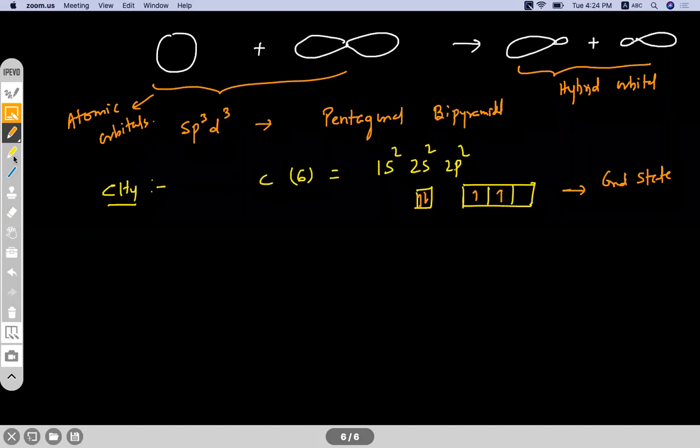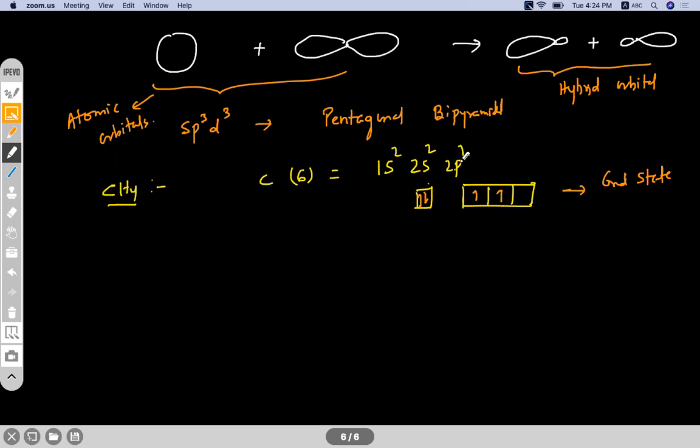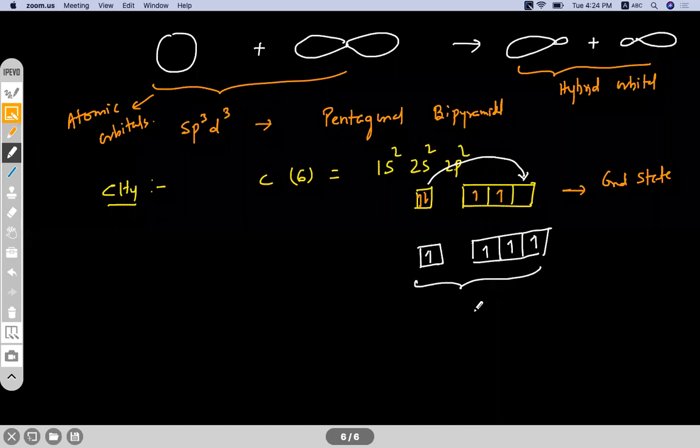But since this carbon is attached with 4 hydrogen atoms, we must require 4 unpaired electrons. So in order to get 4 unpaired electrons, one electron of the 2s orbital jumps into the vacant p orbital, and we get 1 electron here and 3 electrons here. Now this has 1 s orbital and 3 p orbitals. Before it makes a bond with hydrogen, these 4 orbitals, 1 s and 3 p, undergo hybridization.